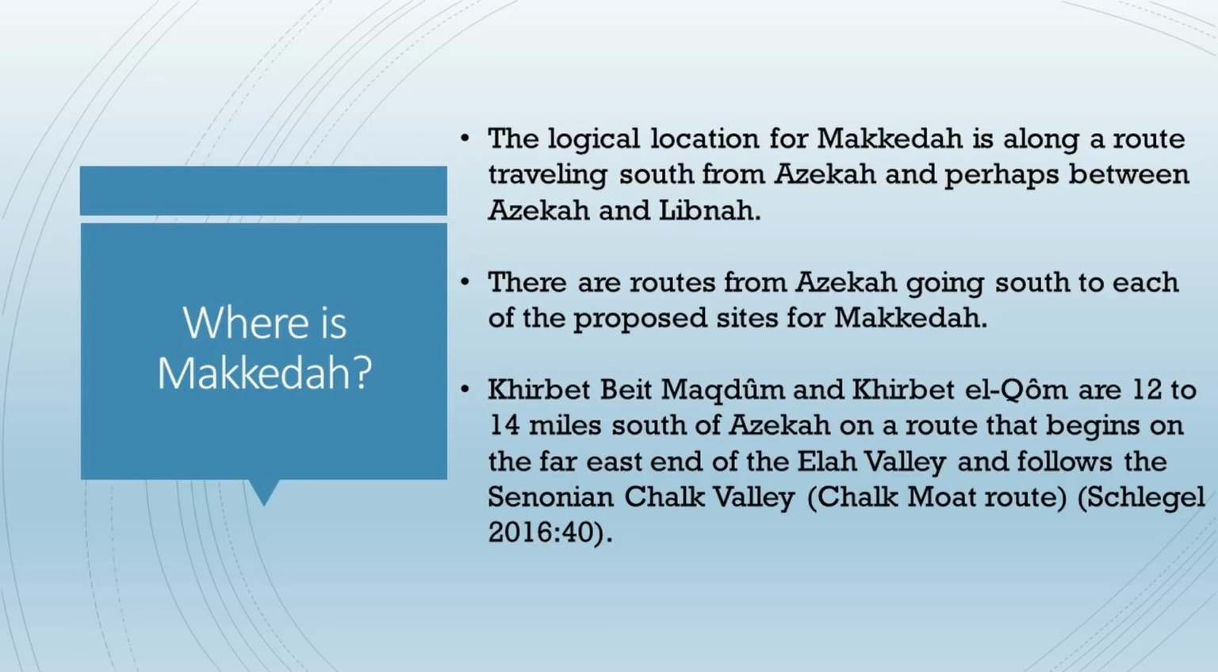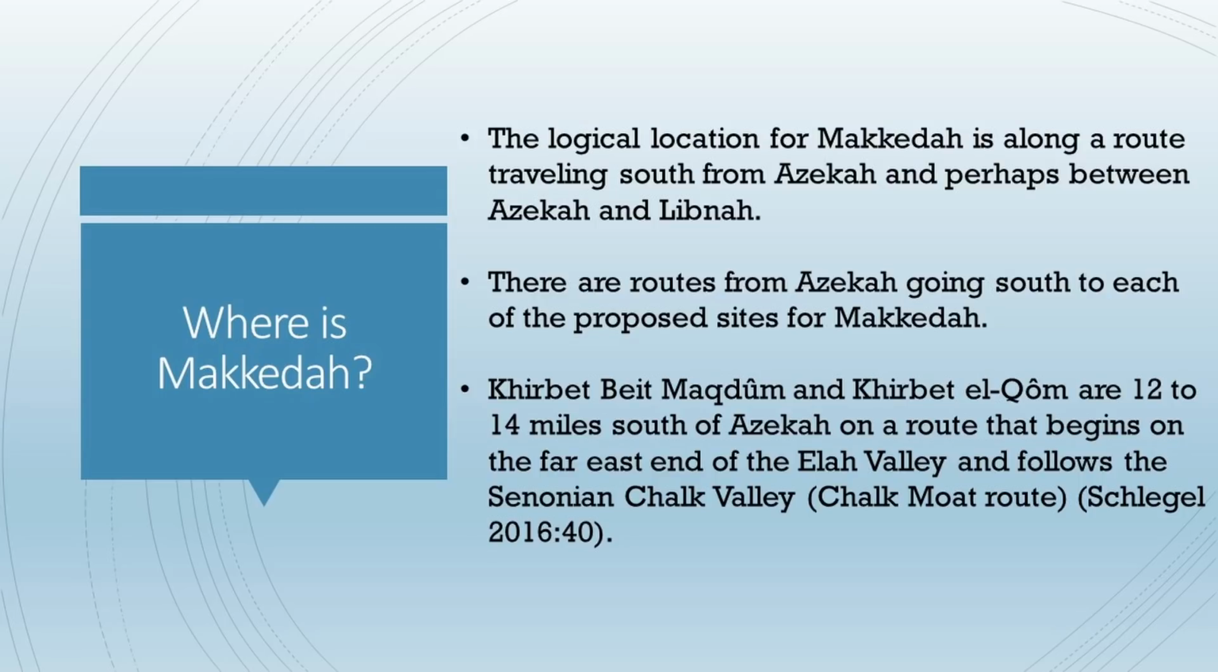Makkedah is along a route traveling south from Azekah, and perhaps between Azekah and Libnah. Routes from Azekah going south to each of the proposed sites. Khirbet Makdum and Al-Qum are 12 to 14 miles south of Azekah, so I thought that was considerable. And they're on a route going through the Elah Valley, and this route goes through the Sidonian Chalk Valley, and it's called, according to Schlegel, the Chalk Moat Route.